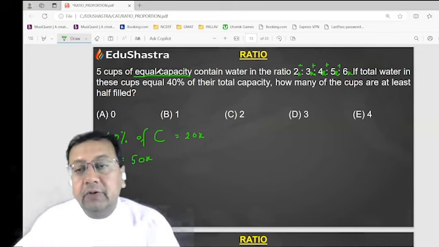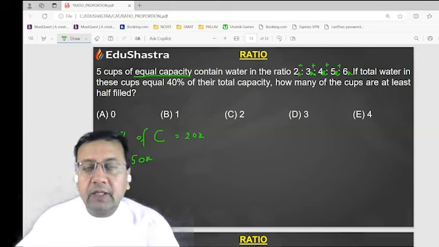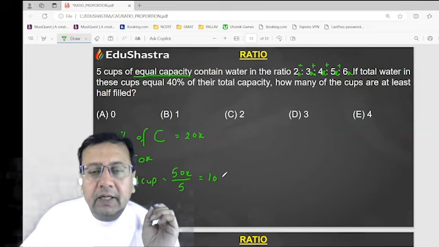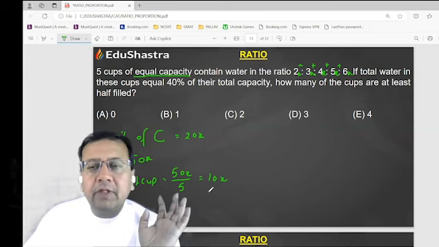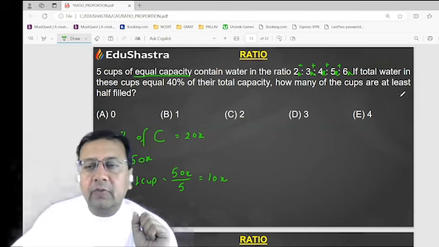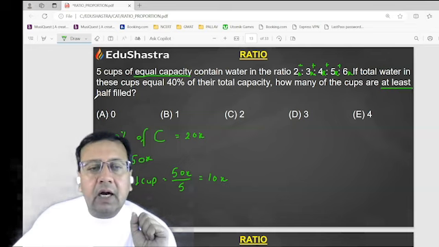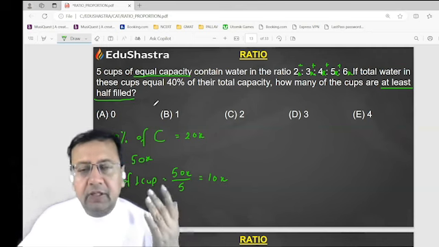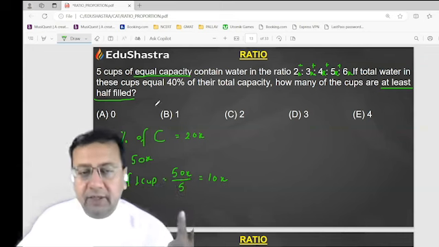And now, what is the total capacity of all the 5 cups? And this is equal capacity. So if I want to calculate the capacity of 1 cup, that is 50x divided by 5, that is 10x. So every cup has a volume of 10x. That is the total volume, right? And now what do I want? At least half filled. So if I assume the total volume may be say 10 liters, the cup should be 5 liters filled or greater than 5 liters, right, Hardik?